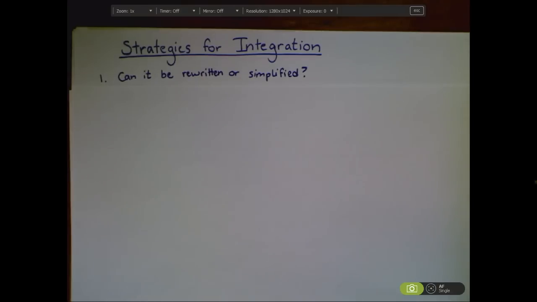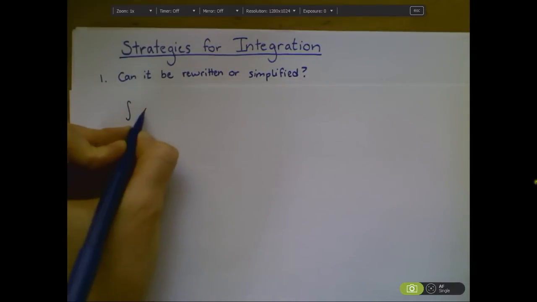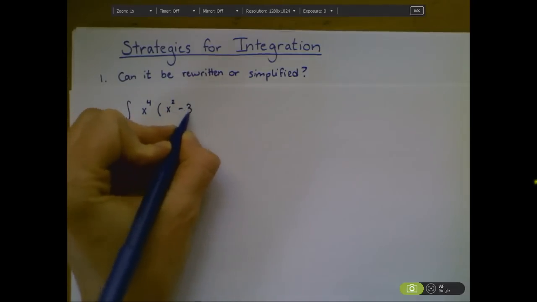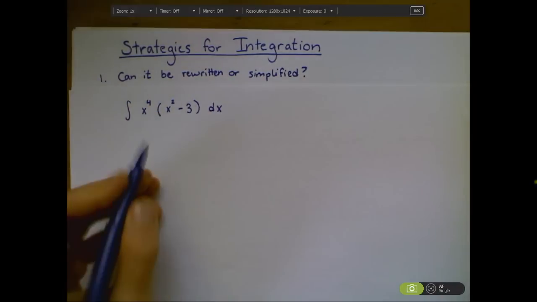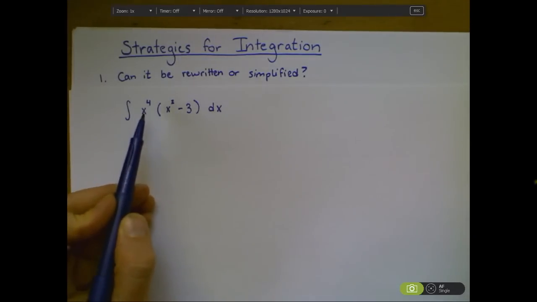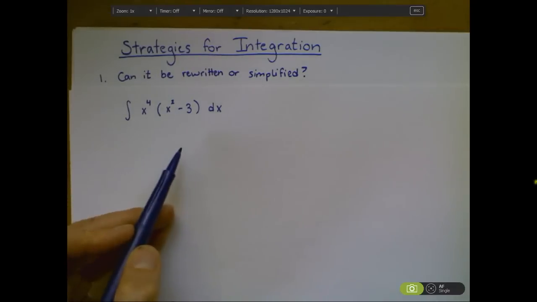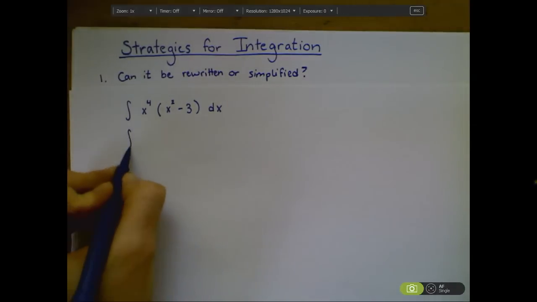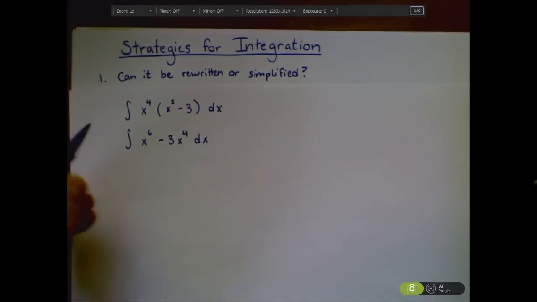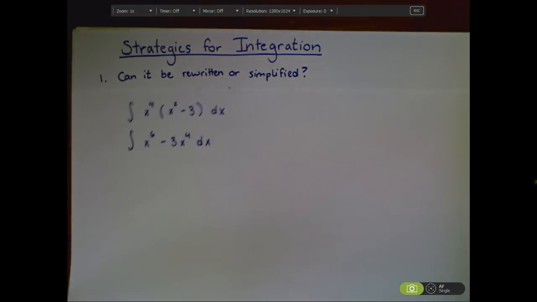The first check is you're given an integral and you have to ask yourself, can it be rewritten or simplified? So for example, if I were given a function like the integral of x to the fourth times x squared minus 3 dx. This is a classic example of something that I can't apply power rule directly because these are two different factors multiplied by one another. But if I were to just use the distributive property and get x to the sixth minus 3x to the fourth dx, now I can apply power rule on each of these terms individually. So that's one thing to keep in mind.